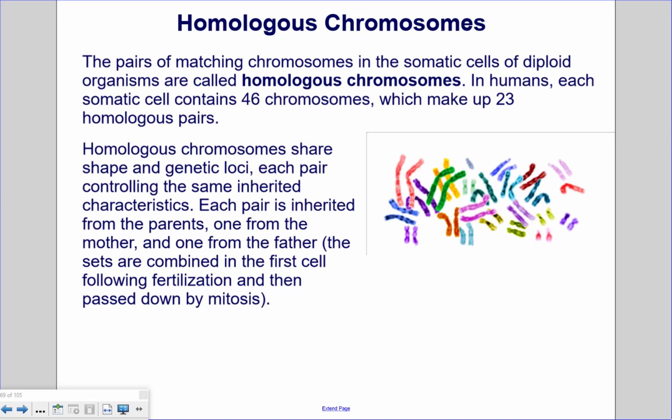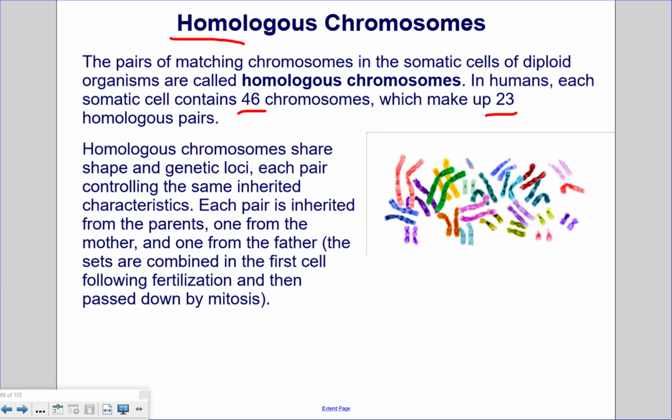Homologous chromosomes. The pairs of matching chromosomes in the somatic cells of diploid organisms are called homologous chromosomes. In humans, each somatic cell contains 46 total chromosomes, which are made up of 23 homologous pairs. Keep in mind, the prefix homo means the same, so it refers to chromosomes that are the same match.